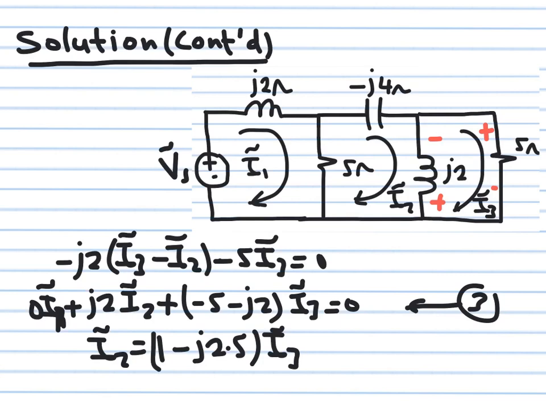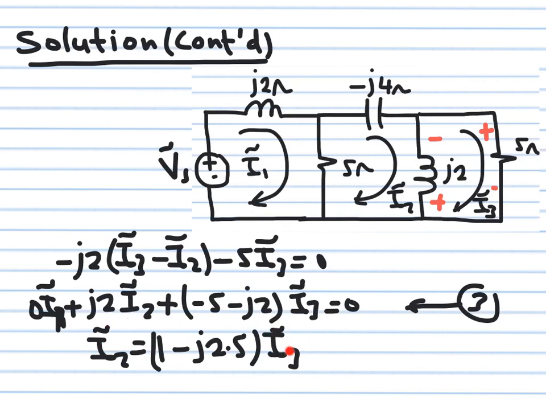I don't have I1, so I'm going to include it here with a coefficient of 0. For I2, I have here plus j2 I2. For I3, I have minus j2 I3 minus 5 I3. Okay? And from this equation, I actually can write I2 as a function of I3 because I can divide both sides by j2. So this becomes minus 1 and this becomes j2.5. So you move them to the other side. This becomes the equation governing I2 and I3.